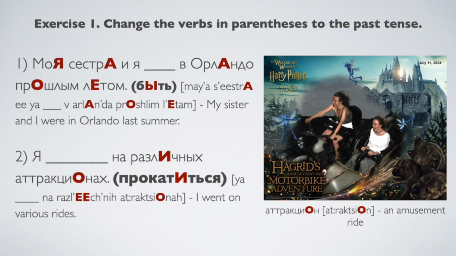Now it's time for practice. Exercise 1. I'm going to tell you a story about my sisters and my trip to Orlando, Florida. You need to put the verbs in parentheses into the past tense. The story consists of 7 sentences. As there isn't enough space on one slide, I decided to use several slides for this story. Don't forget to pause the video after every slide to give yourself time to think. Let's get started.